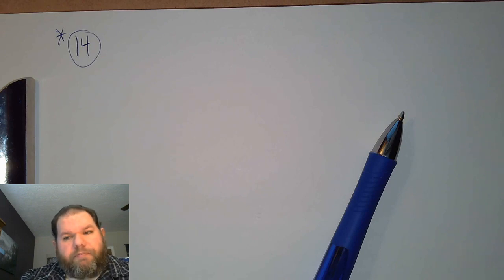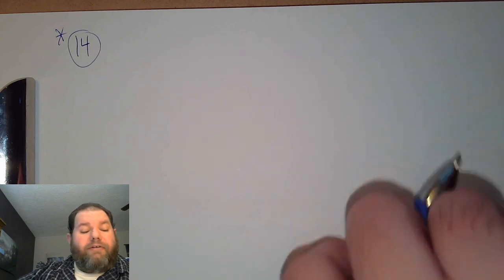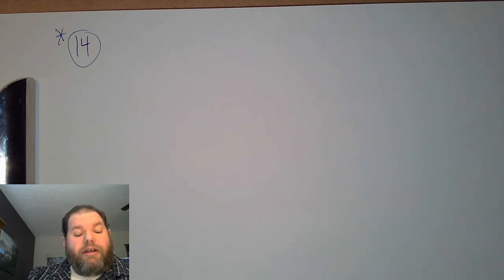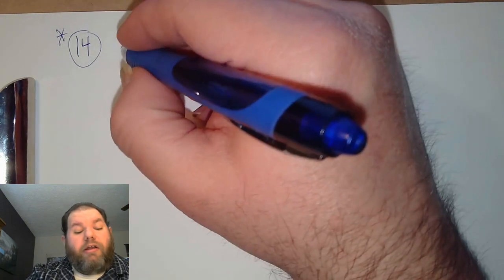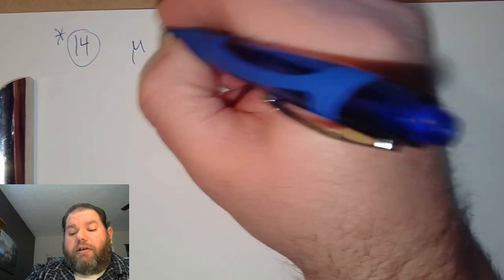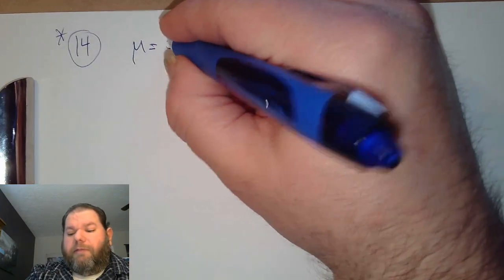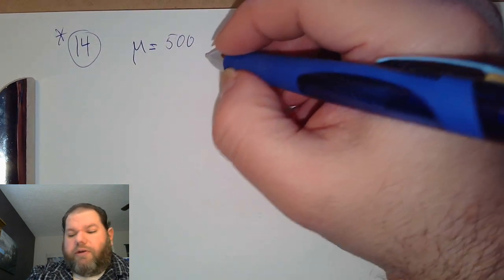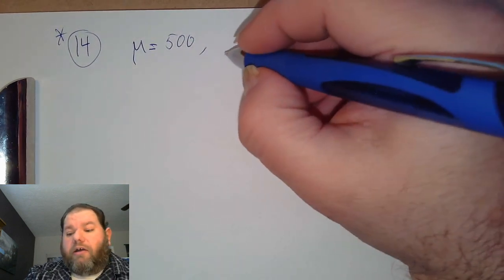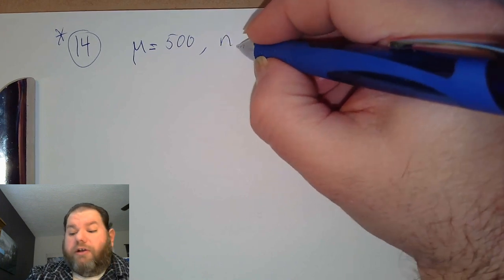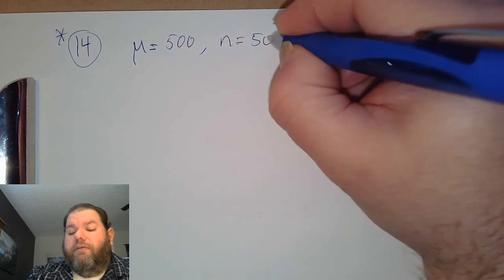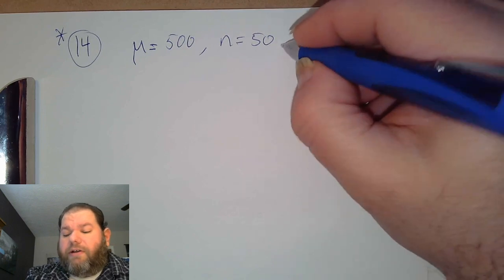But let me see if I can mess with these numbers and come up with something that fails to reject, just so we can see what one of those looks like. I couldn't find any good problems in the book where it actually came out to be fail to reject. So we have a mean, and I'm going to keep it at 500. Well, it was 501, I'll just change it to 500. Sample size, it says 100. Let's drop that down to 50 so we create a little bit more uncertainty.